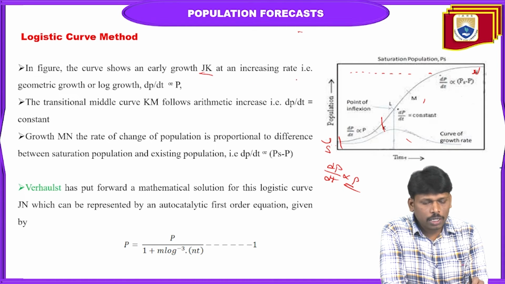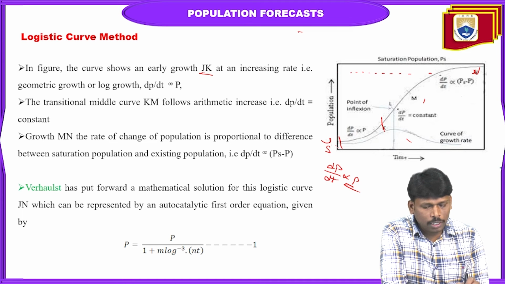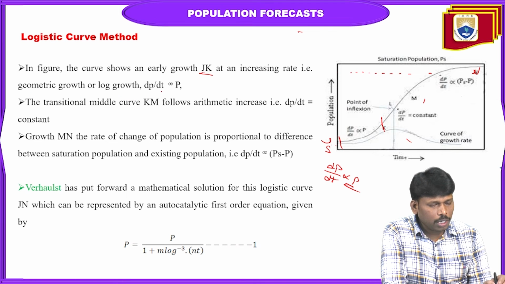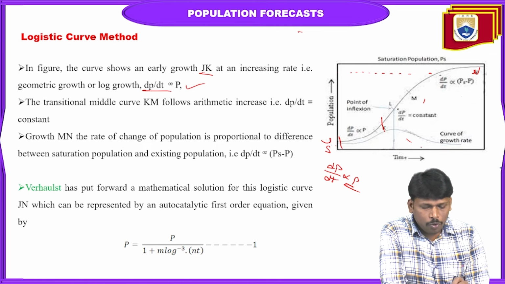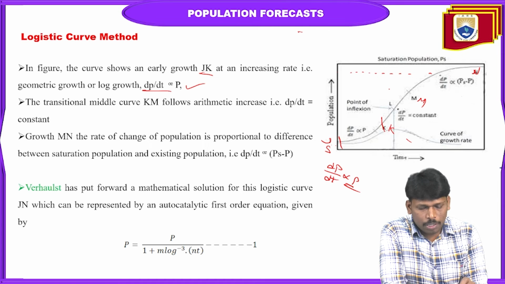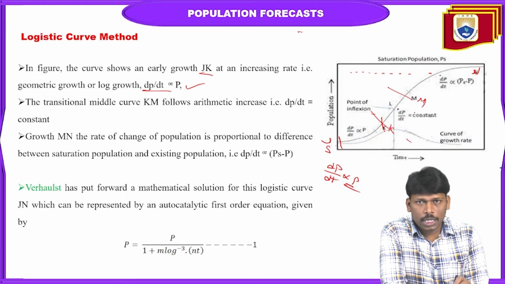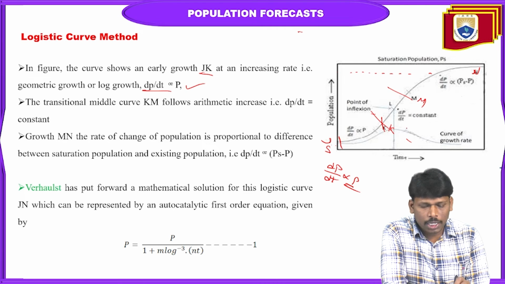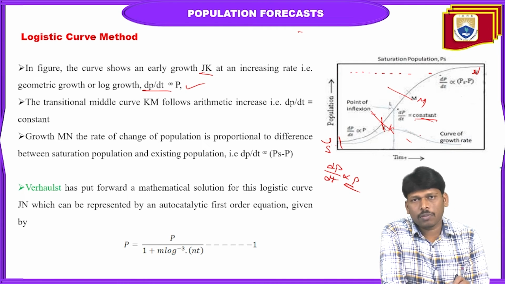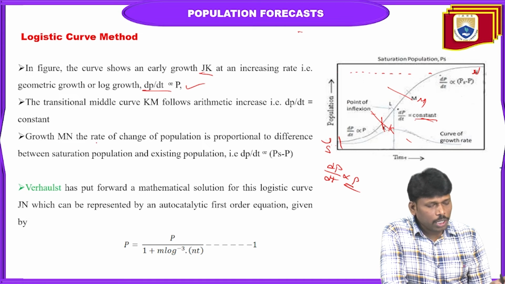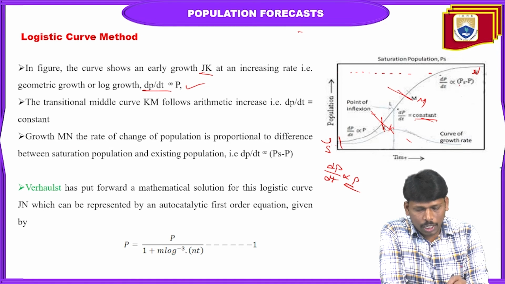This J to K is a rapid increase in the population, which we can observe between J and K. This is similar to geometric growth, directly proportional to P. And in the middle portion, from K to M, it follows the arithmetic increase method. So in the arithmetical case, we have an assumption that we consider the rate of change of population with respect to time as constant. Then the growth M to N, this is the final one.